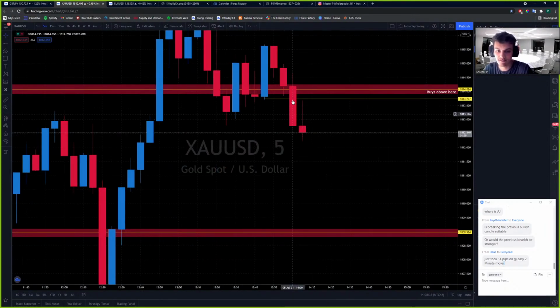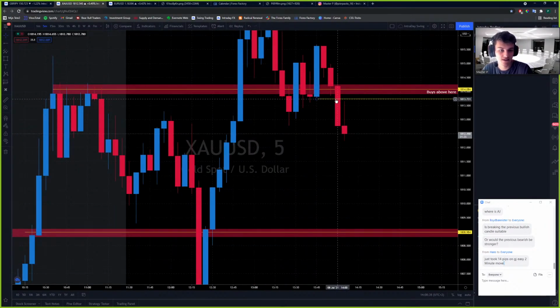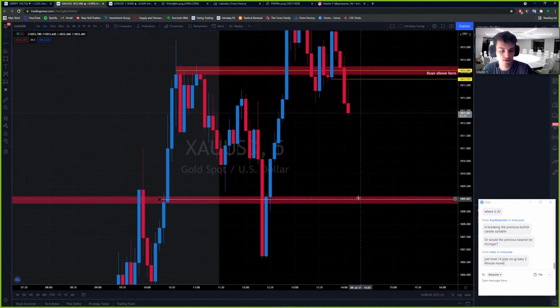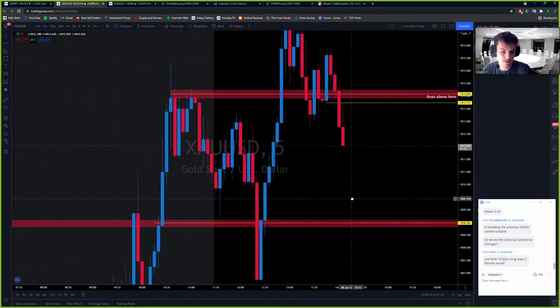That's it. I think because I took it in the first minute of this new hourly candle, I could have expected some trouble. But overall, we're coming down to 18.009, 010, something like that.